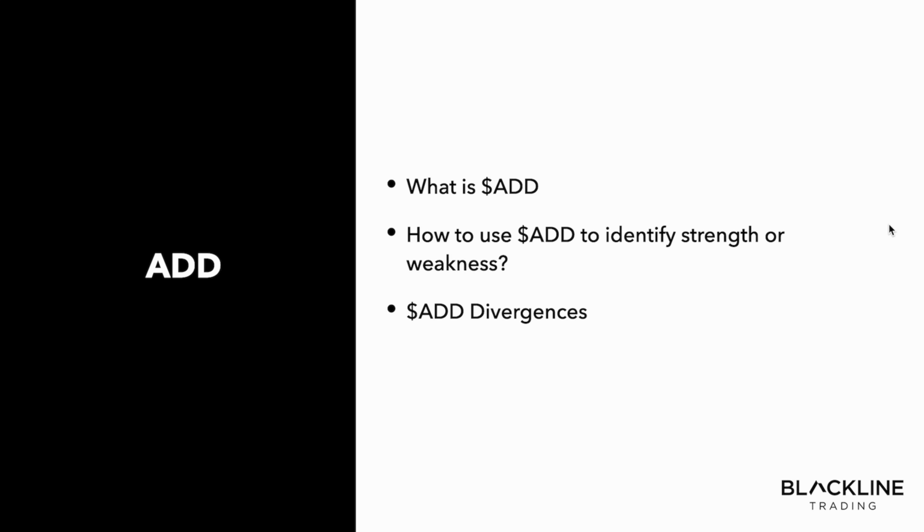So with that being said, let's discuss all these things in detail. Let's first of all look at AD. What exactly is the AD? How can you use the AD to identify strength or weakness, and what are the AD divergences?